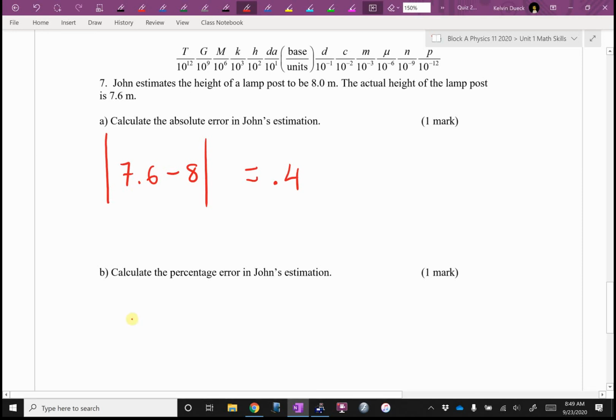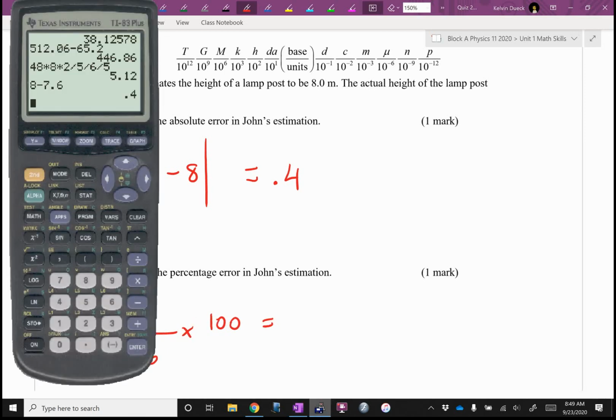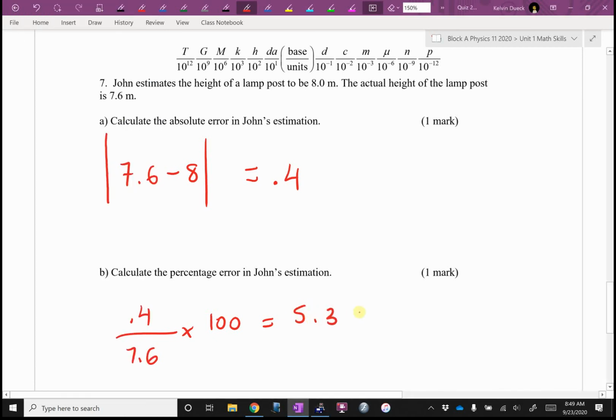Calculate the percentage error. It's going to be 0.4 divided by the correct value, 7.6 times 100. You get 5.26, 5.263. I didn't give you clear instructions here. I tend to go to 1 decimal place for percentages, so 5.3%. Is that right? Okay.